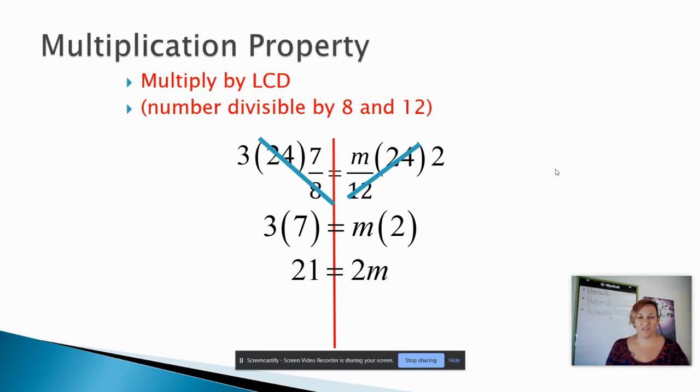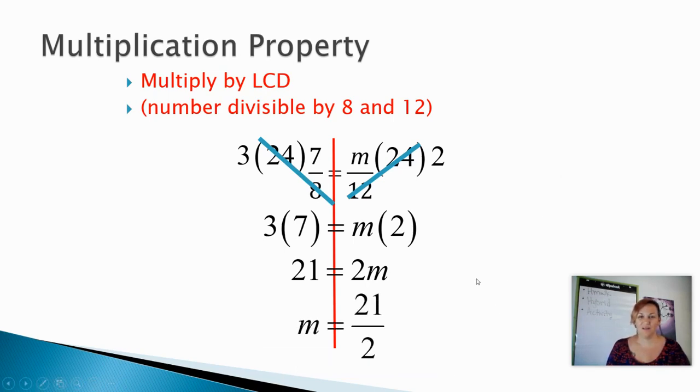Now for my final step, I will divide by 2. And I get 21 over 2, or this is a nice decimal, it's 10.5, so it would also be appropriate to write this as a decimal. This again is called the multiplication property. The first part of your homework will be on the multiplication property. So make sure that you are finding an LCD, you are multiplying on each side and canceling, and then continuing with the problem.